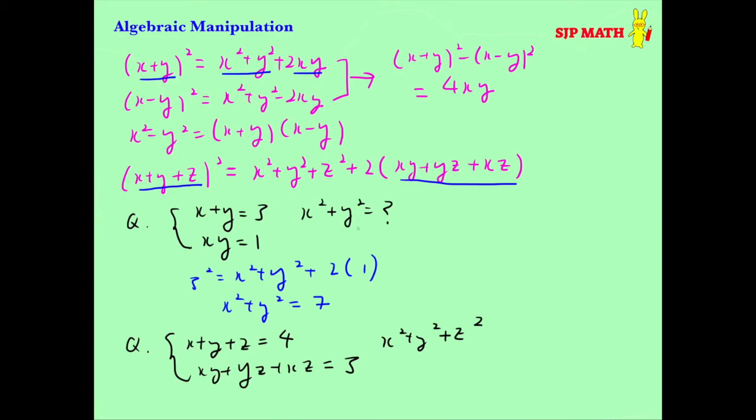But again, we just plug them in, since we know there is a relationship between these expressions. So 4 squared is equal to x squared plus y squared plus z squared plus 2 times 3. So this is therefore equal to 16 minus 6, which is 10. So there we go. That was just a quick example to clarify some things.